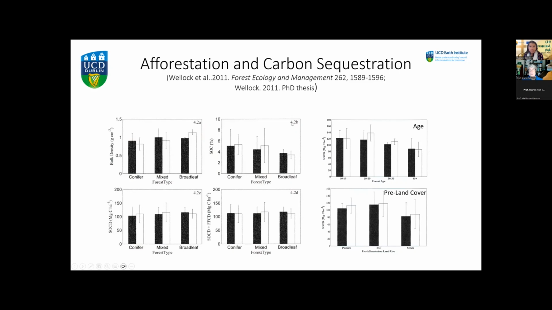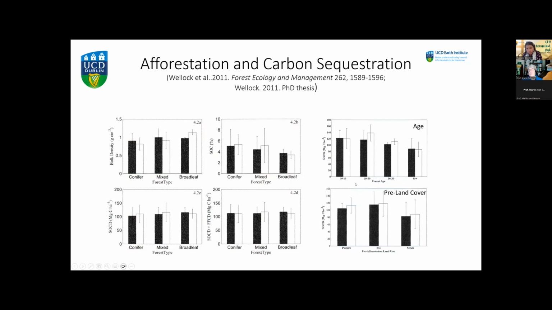And really you can focus on the 4.2b inset, and you can see that afforestation with conifers, a mixed forest or a broadleaf forest, in this situation in Ireland, doesn't seem to have any impact whatsoever on soil carbon sequestration. And this relates to about, I think, over 20 sites that were sampled in this analysis. And this actually shows that there's no real impact of afforestation on soil carbon sequestration.